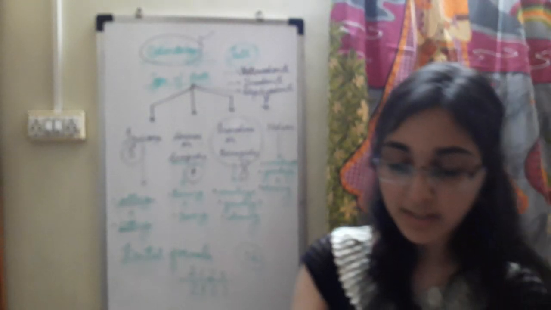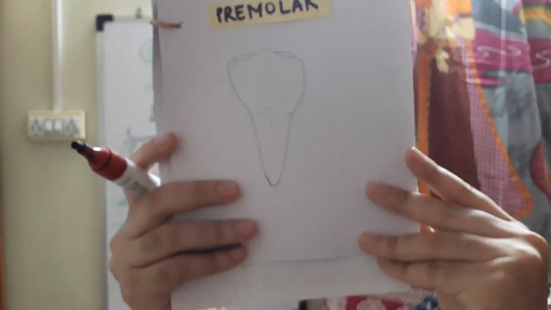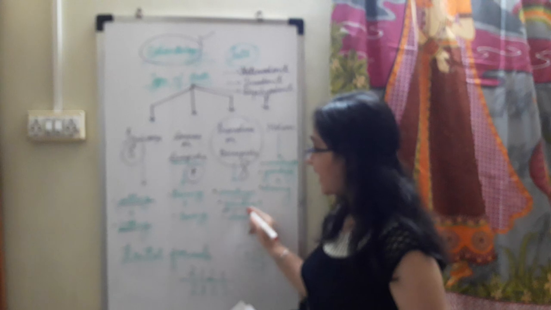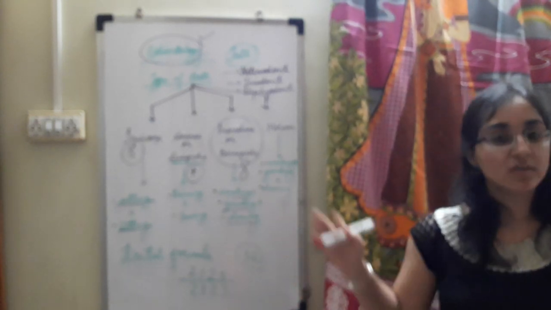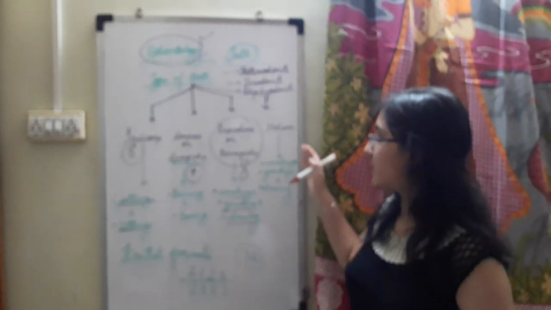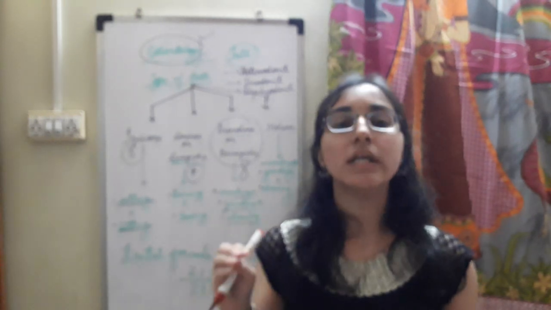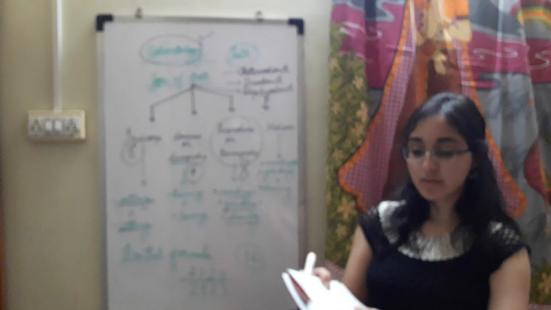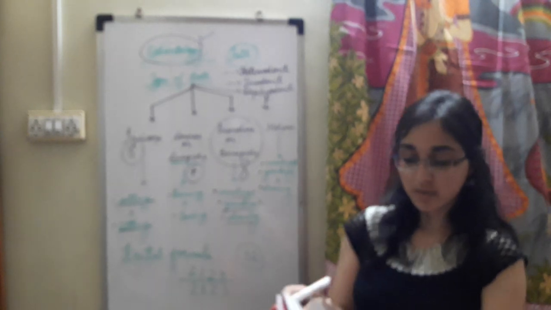This is the image of a premolar, which is single rooted. It is used for crushing, grinding and chewing purposes. This is its function. The same function is there for the molar: crushing, grinding and chewing purposes. Now coming towards the molar.